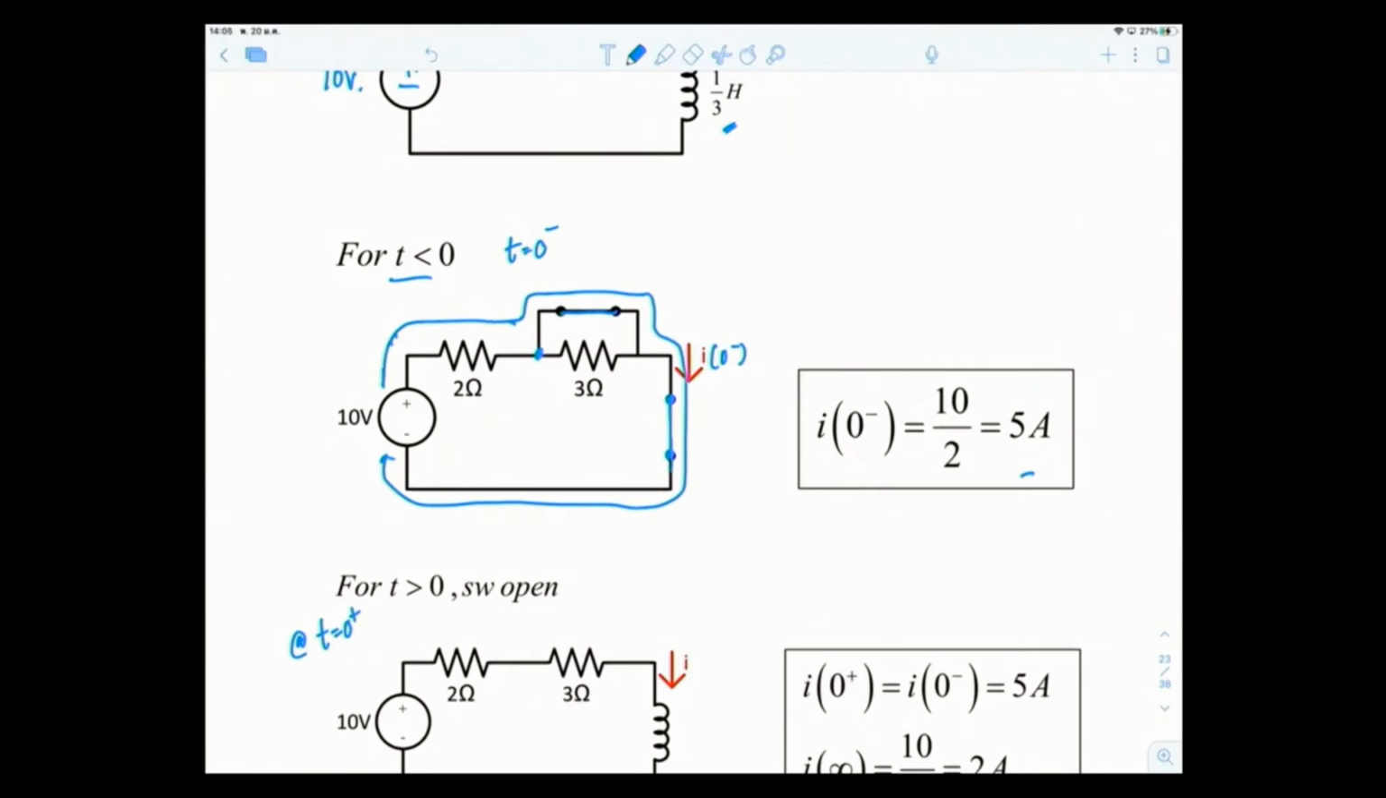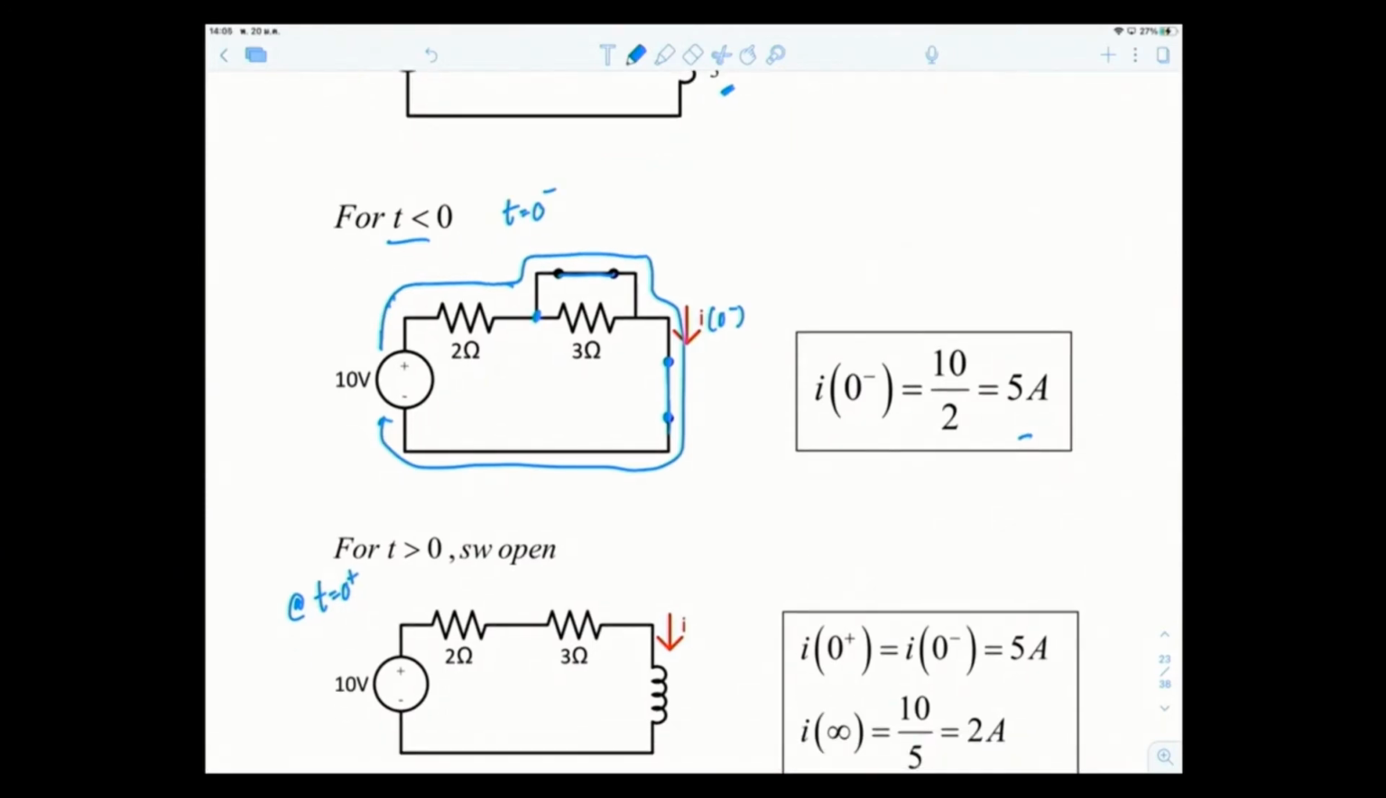Okay, right, so you have this circuit, the switch opens up, so the 3 ohms come into the picture now. Well, since we know that the current through the inductor cannot change instantaneously, therefore I(0+) equals I(0-), so equal to 5 amps, right? 5 amps.